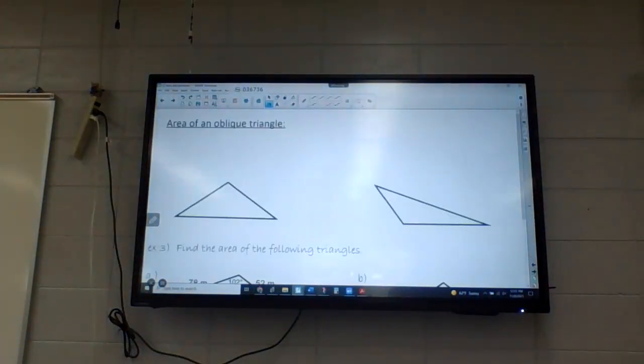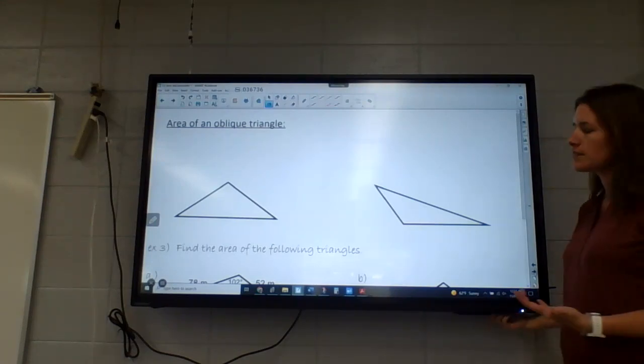Okay, so the area of an oblique triangle. We haven't used the word oblique triangle much before. It basically means a non-right triangle.